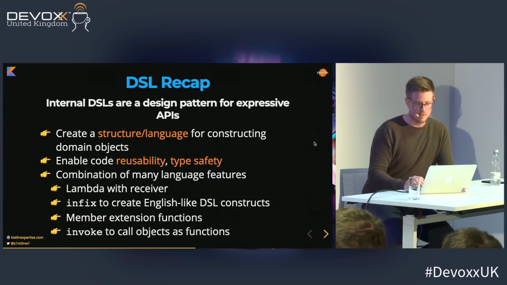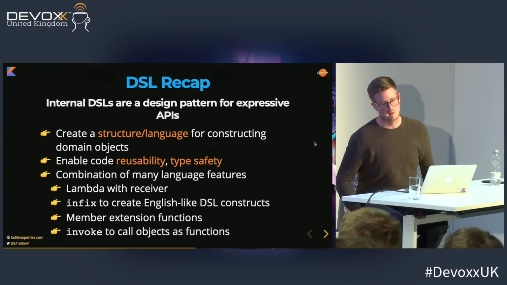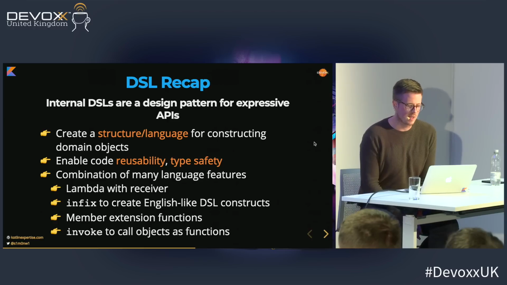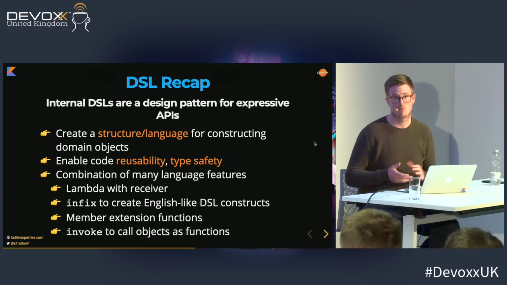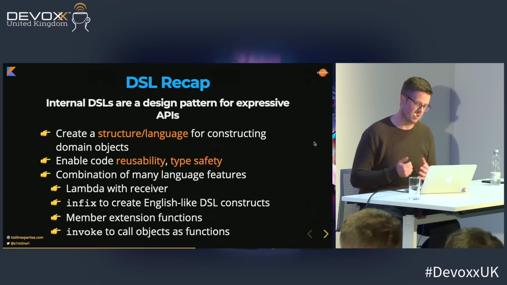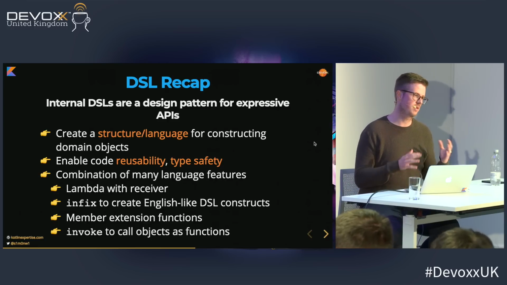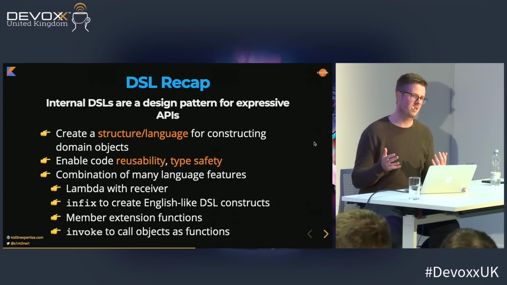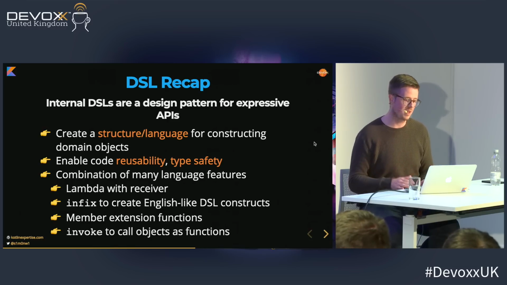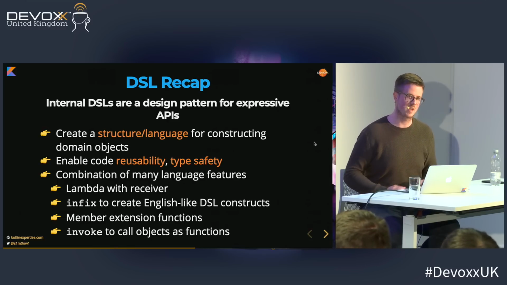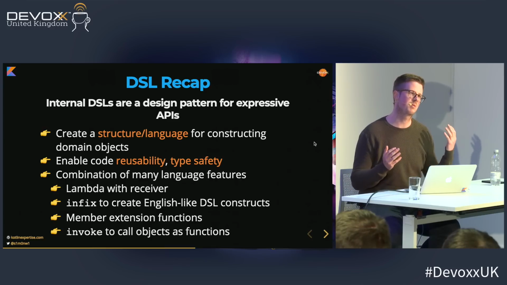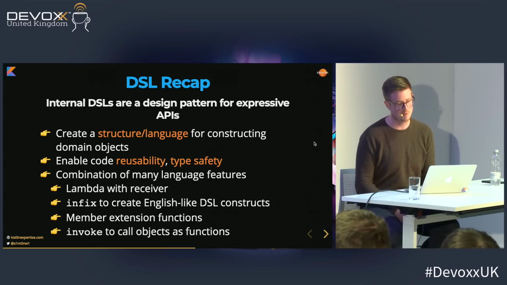All right, so DSLs, they are pretty much a design pattern for expressive APIs. And they create a structure and language for your domain objects to set it up. And they also enable a lot of code reusability. So you can obviously use your own Kotlin code inside the DSL. You can have loops inside the DSL to set up. One common example is an HTML DSL to create type-safe HTML code.